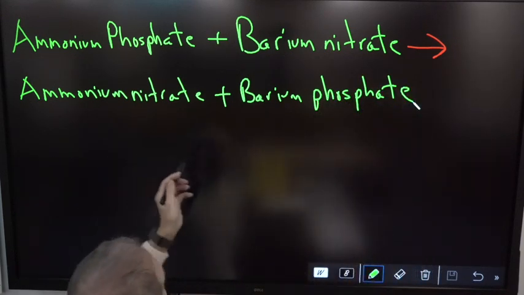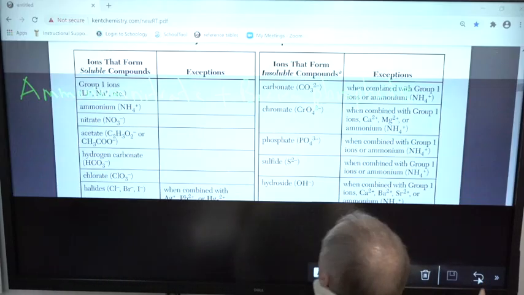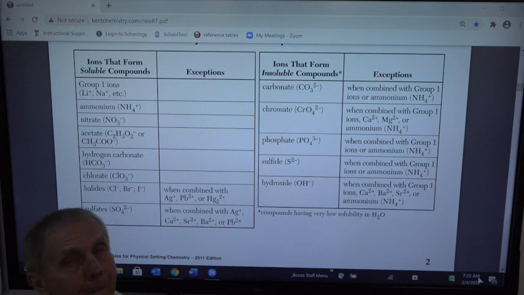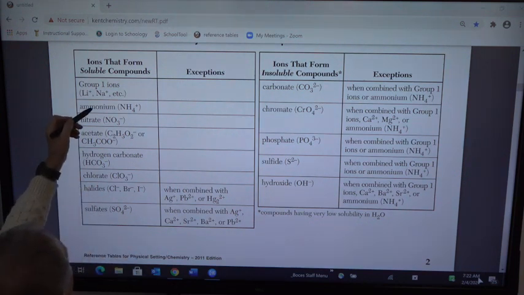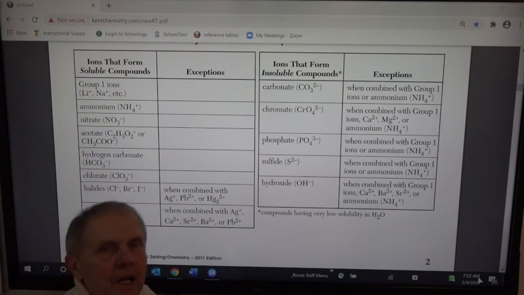So ammonium nitrate and barium phosphate. Well, we know ammonium nitrate, well, there's ammonium, it's always soluble. The nitrate, it's always soluble. So ammonium nitrate is totally soluble.